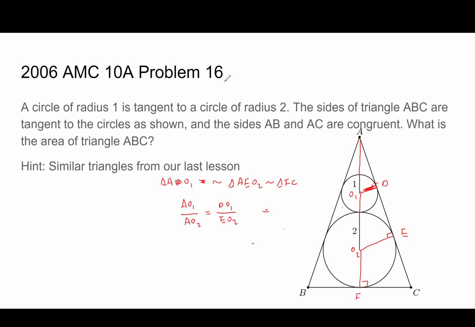So I'll give you guys another hint. If we look at the two triangles AO1D and AO2E, then the ratio of AO1 to AO2 must be equal to the ratio of AD to AE, right? And also the ratio of DO1 to EO2, right? Because they're similar triangles.